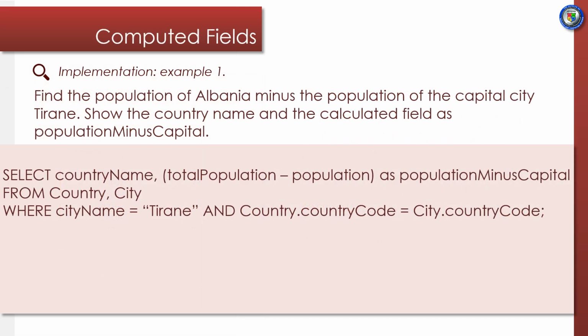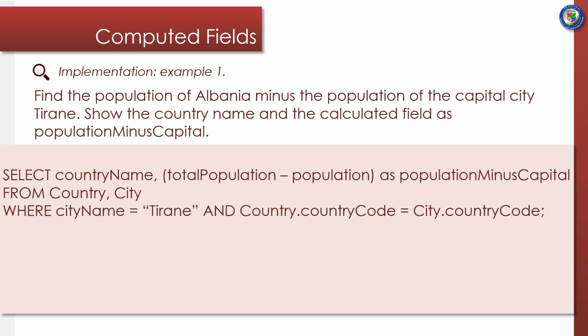We'll now look at some examples. Example 1. Find the population of Albania minus the population of the capital city, Tirana. Show the country name and the calculated field as population minus capital.